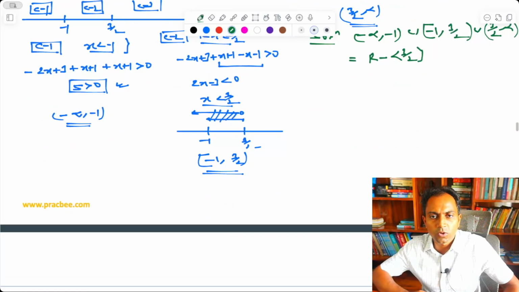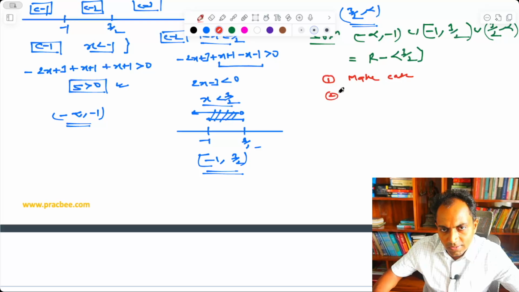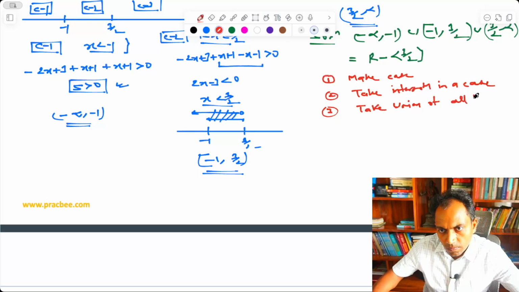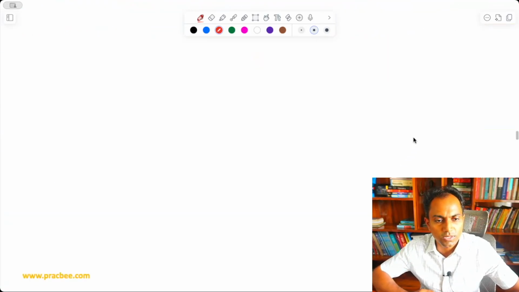Important thing to notice here: what are we doing as a process? First step is to make cases. Second, when you are solving cases, take intersection in a case. And third, finally take union of all the cases. This is important. If you follow these 3 simple steps, you will be able to get all such questions correct.